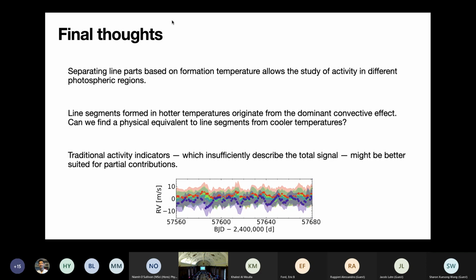So what we would like to know is if we can find a physical equivalent to what these line segments are reacting to at the cooler temperature ranges. And finally, since we've seen throughout this conference that the different traditional activity indicators are sometimes insufficient to describe the total signal because they have some lags and are not entirely correlated, perhaps they might be just describing a part of the contribution. So when we segment it this way, they could perhaps be better suited for the partial contribution and then mixed in this way instead. And with that, thank you for listening.